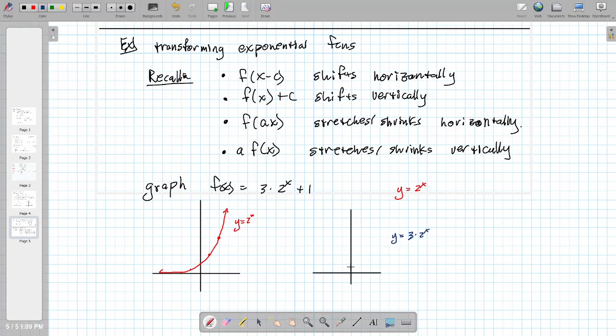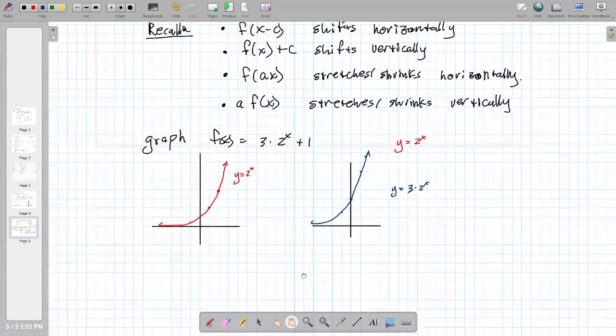Do that in blue. So again, instead of being at 0, 1, we are going to be at 0, 3. Here at negative 1, 1/2, we'd be at negative 1, 3/2, which is 1.5. And then instead of being at negative 2, 1/4, we'd be at negative 2, 3/4. There. And then at 1, we'd be at 6. So the general shape of y equals 2 to the x is just a little bit stretched out now vertically.